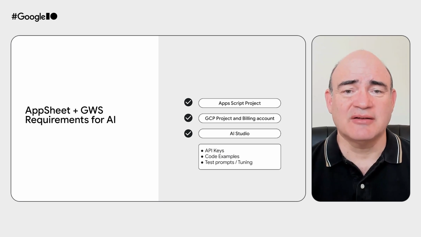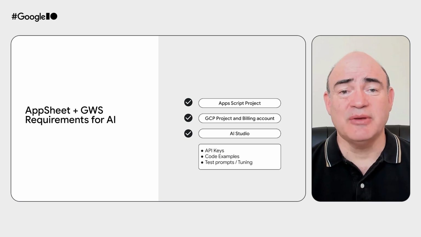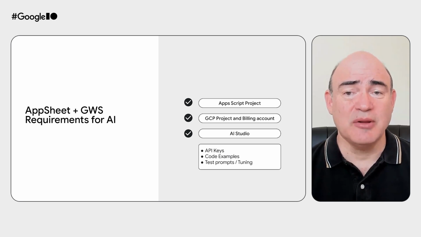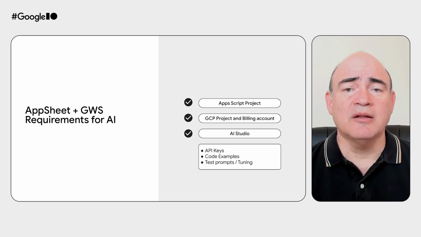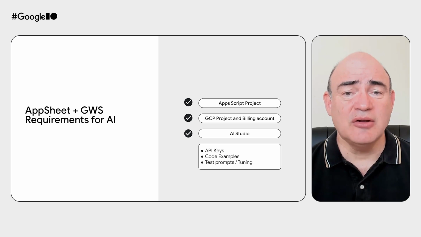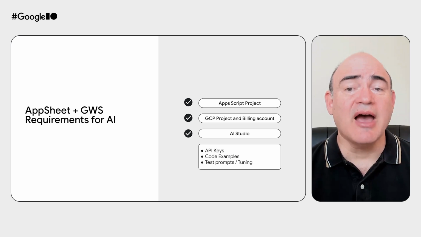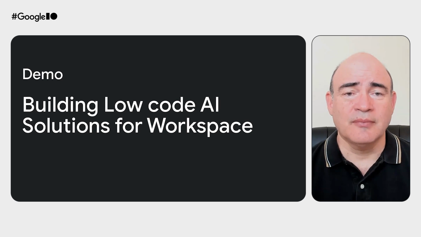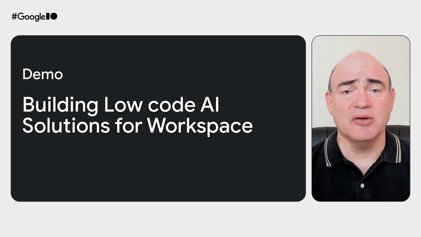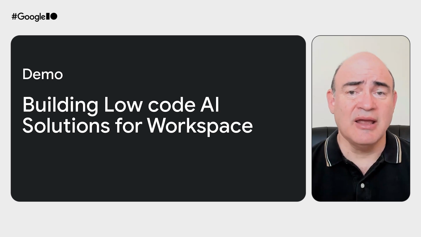An AppScript project, which contains the code to interface with Google Cloud AI. A Google Cloud Platform, or GCP, project along with an associated billing account. This is needed to generate an API key. While not an absolute requirement, but extremely useful, the Google AI Studio environment provides a full testing environment along with examples for AI experimentation. Let's take a look at how to build a low-code AI solution built with AppSheet, AppScript, and Google Cloud AI.